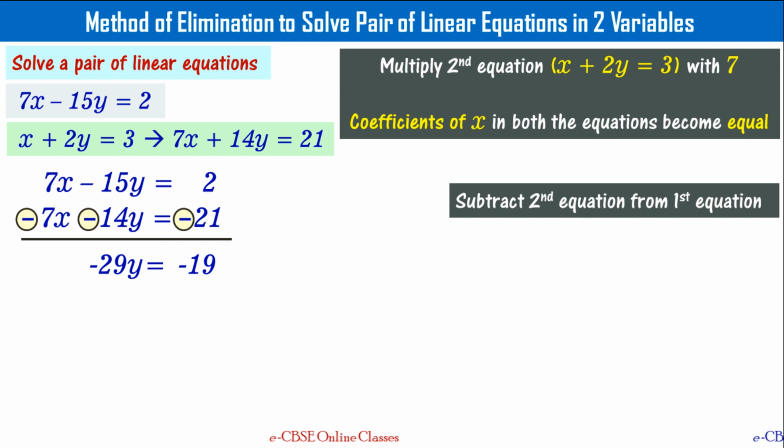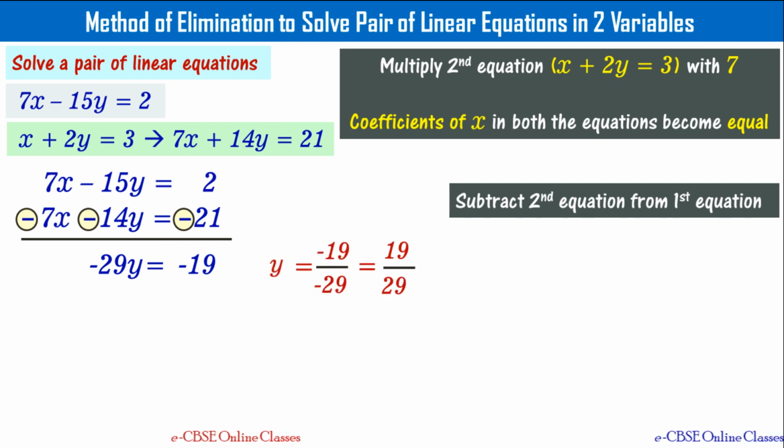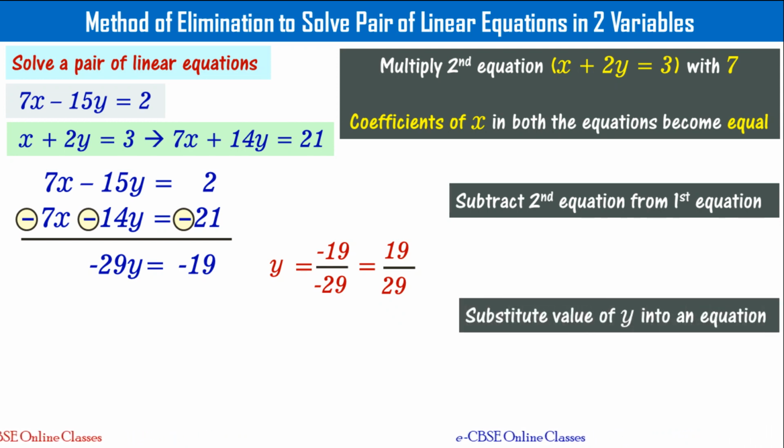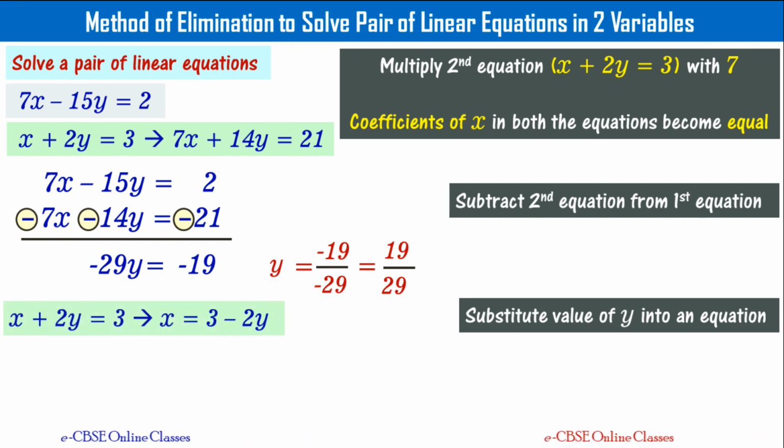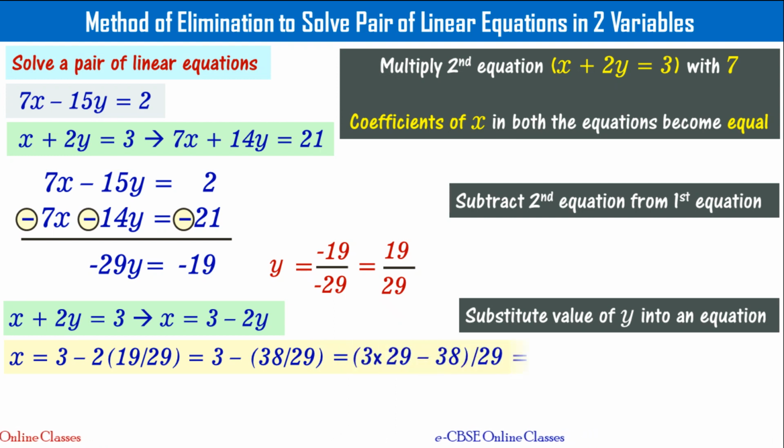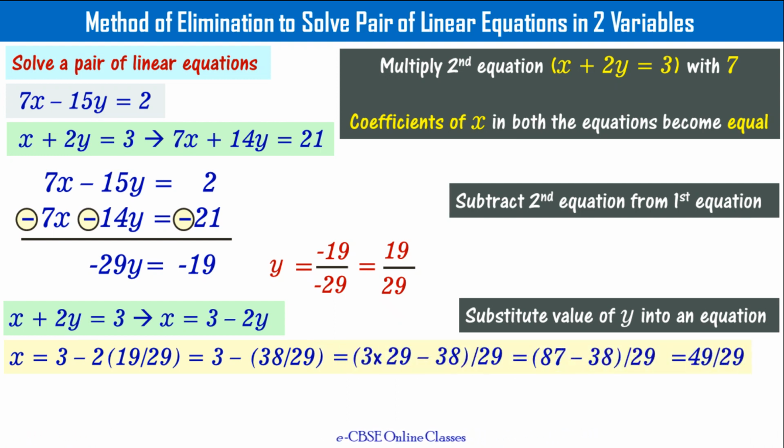So when you rearrange this equation, what you get is y equal to 19 by 29, right? The next step involved is we have to substitute value of y into any of the equations such that we can get value of x. So I chose x plus 2y equal to 3 as the equation and rearrange it such that I can write it as x equal to 3 minus 2y. We know that y equal to 19 by 29. Let's substitute that into this equation and simplify it such that you get x equal to 49 by 29.